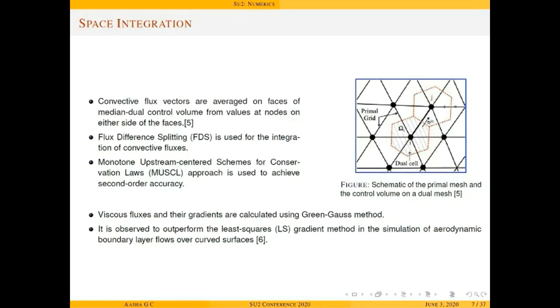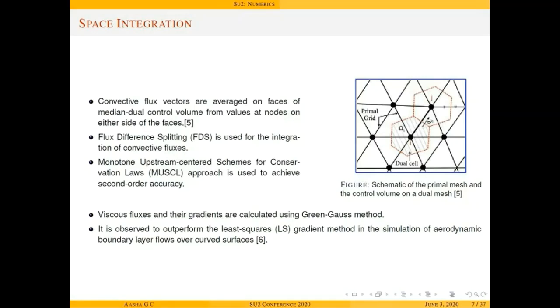SU2 provides a number of central and upwind convective schemes for both compressible and incompressible flows. For the current case, an incompressible upwind scheme available within SU2, which is the flux difference splitting scheme, is selected. We have selected the upwind scheme as they are supposed to give higher order of accuracy over corresponding central schemes.